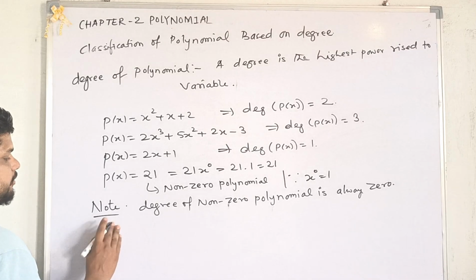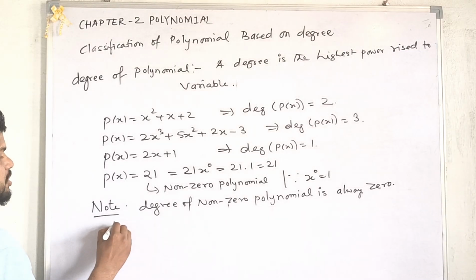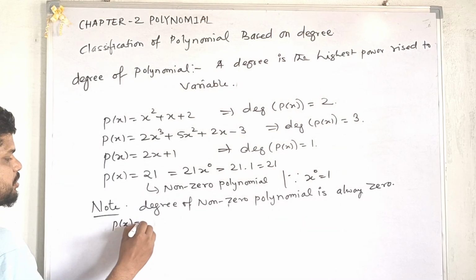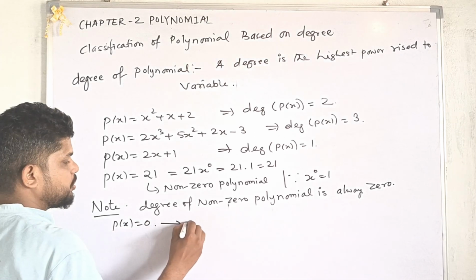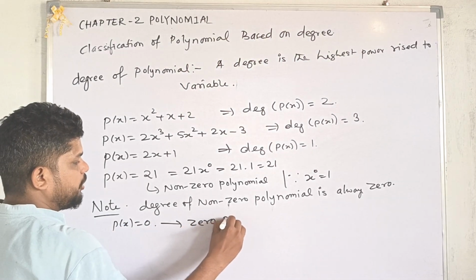Now the third one is, suppose I write p of x equals 0. This is called the zero polynomial.